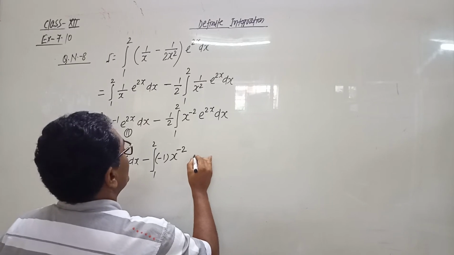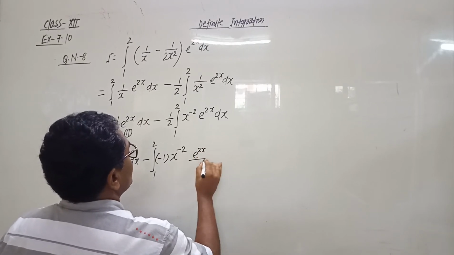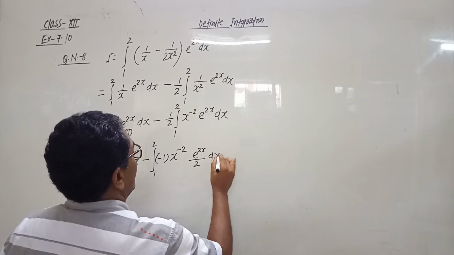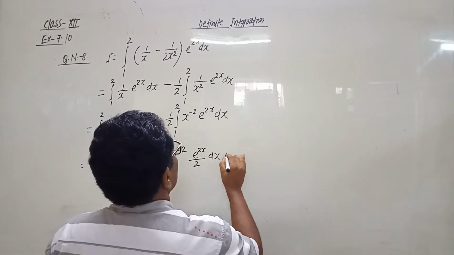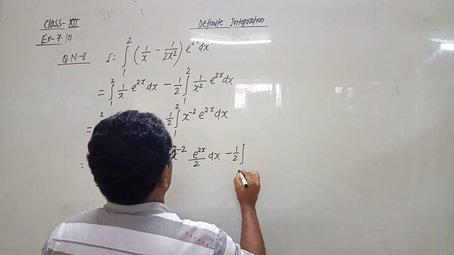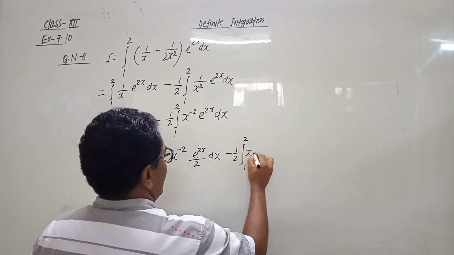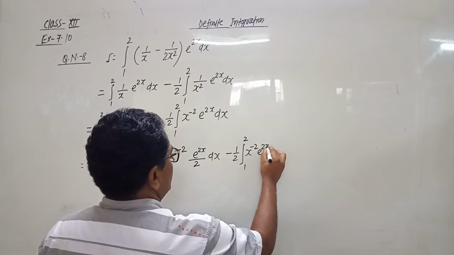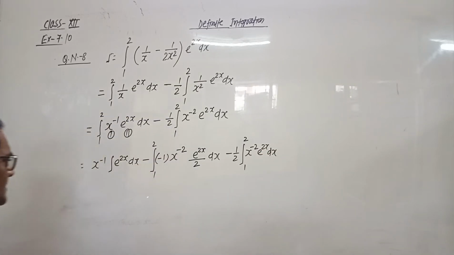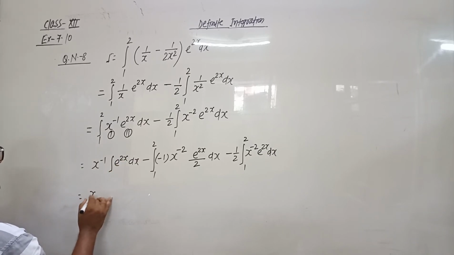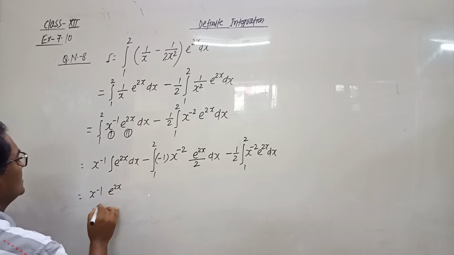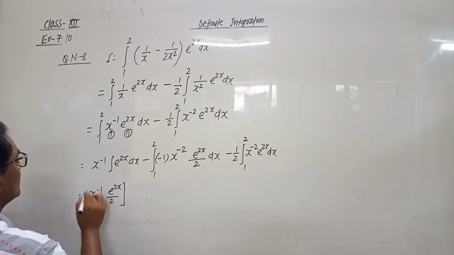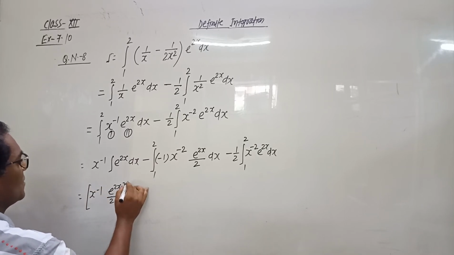So integration of e raised to the power 2x is e raised to the power 2x upon 2, and dx. And this expression would be written as it is. So minus 1 by 2 integration from 1 to 2 of x raised to the power minus 2 and e raised to the power 2x dx. Now integrate e raised to the power 2x. So we get x raised to the power minus 1. Integration of e raised to the power 2x is e raised to the power 2x upon 2, and limit from 1 to 2.